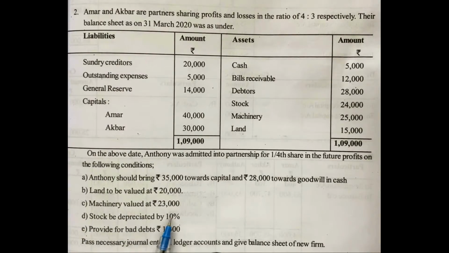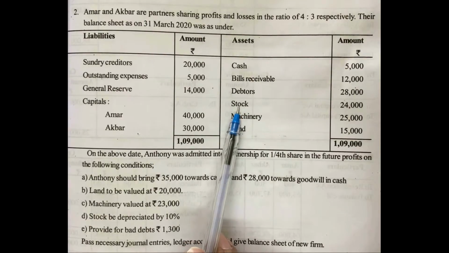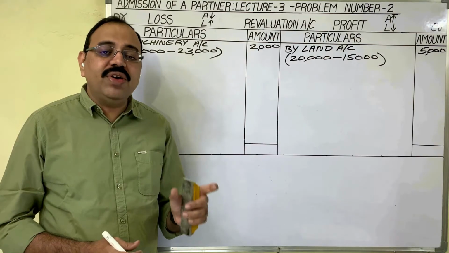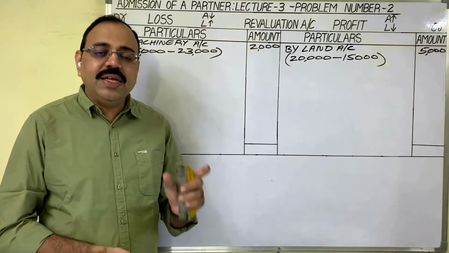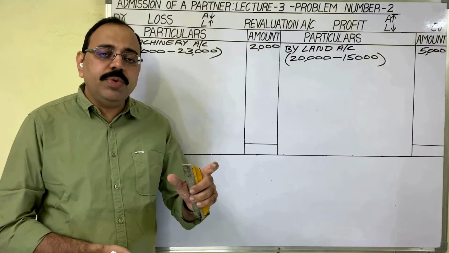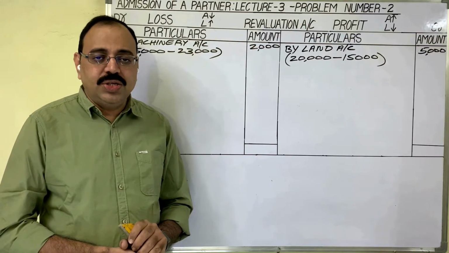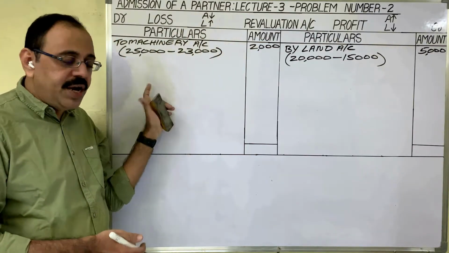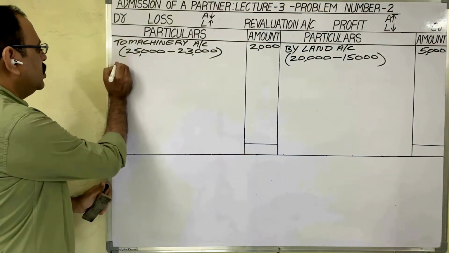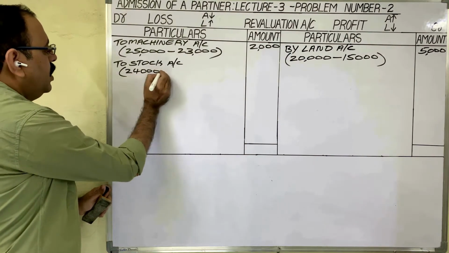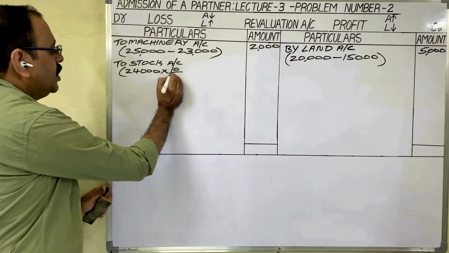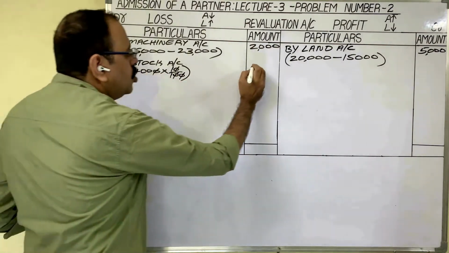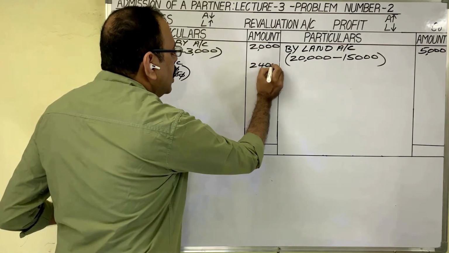Stock be depreciated by 10%. In old balance sheet, stock value is given as 24,000 rupees. And in adjustments, he is giving that stock is to be reduced by 10%. So, asset value is decreasing. It is a loss. It should be debited to stock account. Stock value 24,000. 10% of 24,000 is reducing in revaluation. So, 2,400 is the loss.